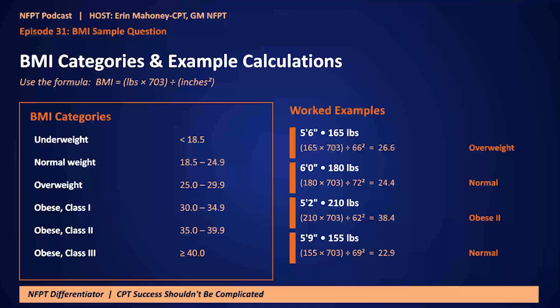Now, off to the right here, there are some different examples, like a client who is 5'6" at 165 pounds. They would be falling into the overweight category. Or on the other end of the spectrum, if we wanted to look at a client in the normal weight range, that would be 6 foot at 180 pounds, and they would be normal. Obese class 2 would be when you have somebody that is 5'2" at 210 pounds. Not quite to obese class 3, but still definitely in the obese category. And then lastly, a normal weight range would be somebody that is 5'9" at 155 pounds.